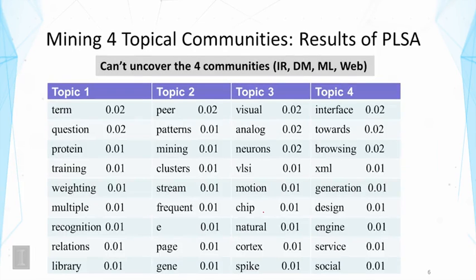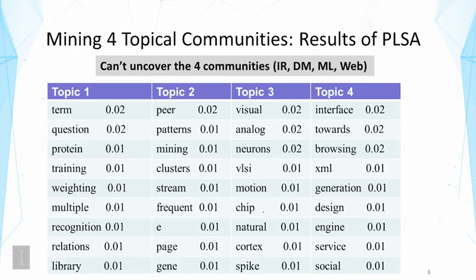So here are some sample results from that paper. And this slide shows the regular results of using PLSA. And the data here is DBLP data, bibliographic data about the research articles. And the experiments have to do with using 4 communities of publications: IR, information retrieval, DM stands for data mining, ML for machine learning, and web. There are 4 communities of articles, and we were hoping to see that the topic mining can help us uncover these 4 communities.